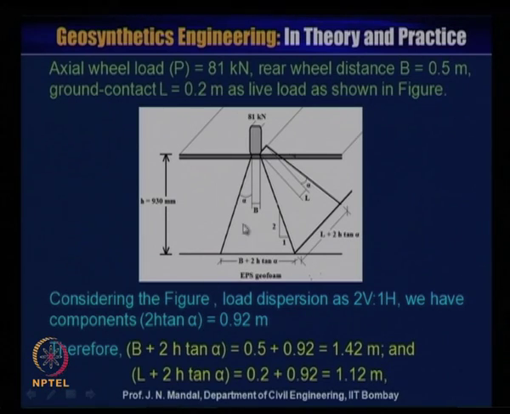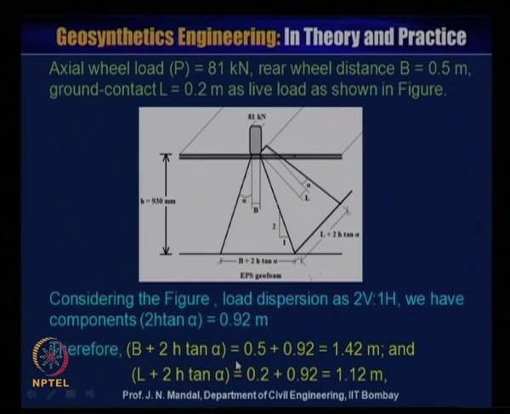Now, considering this figure, that load dispersion is two vertical to one horizontal, we have a component of twice H tan alpha. You know that H is 9.30 and alpha value is about 26.04. So, twice H tan alpha: H you know is 9.30, 2 into 9.30 into tan of alpha, about 26 degree. This will give you the value 0.92 meter.